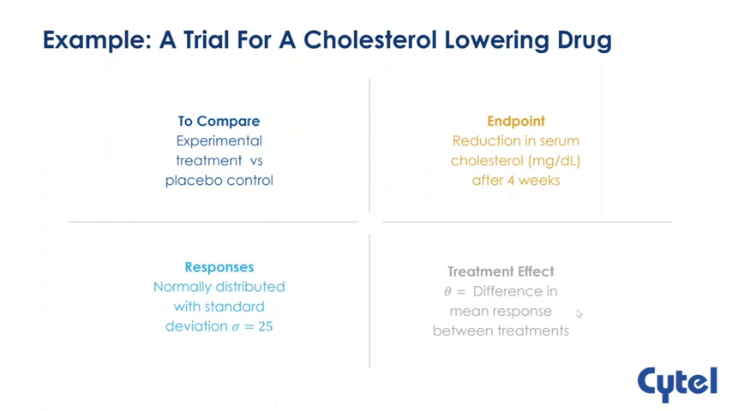And theta, the treatment effect, will be the difference in mean responses. Well, responses, this reduction over 4 weeks, the difference between experimental treatment and control, measured in such a way that a positive value of theta means that our new treatment is superior to control.